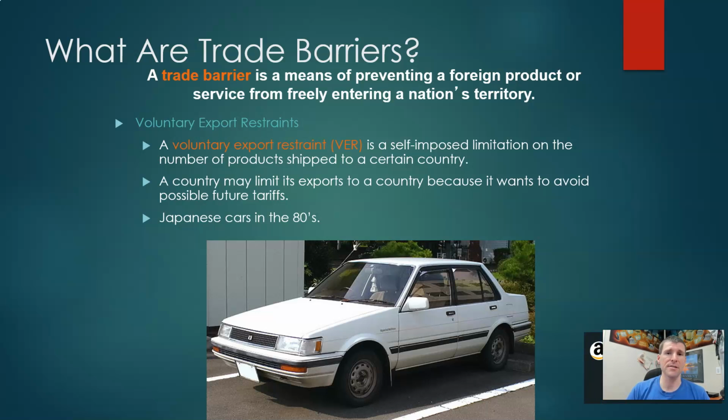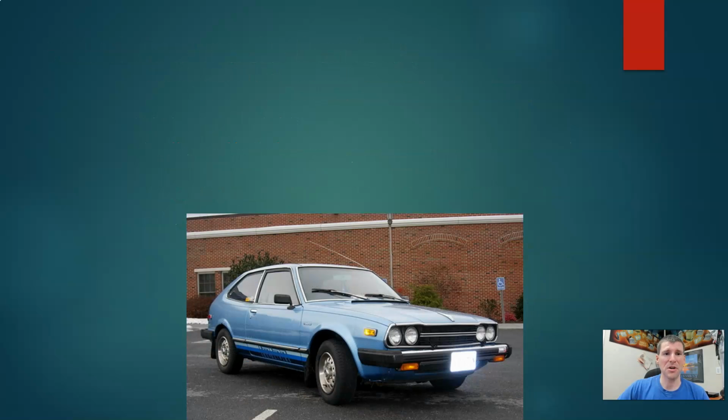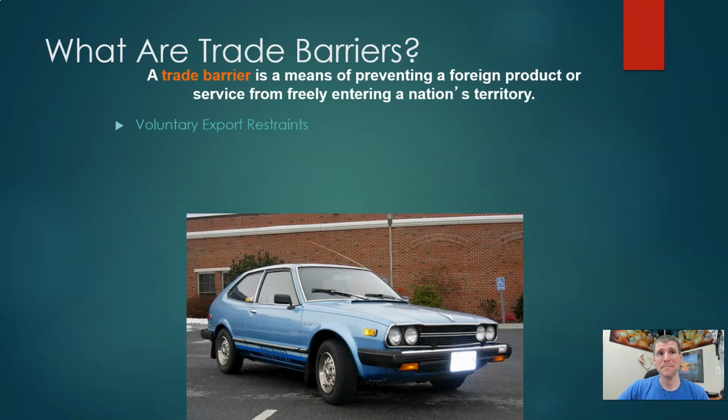So the Japanese government made an agreement with the U.S. government where they were going to voluntarily limit how many Japanese cars they exported to the U.S. And by doing that, they were able to keep the U.S. government from putting a massive tariff on Japanese cars. So there you go, 1980 Toyota Corolla. Nice little automobile right there. There you got a Honda hatchback.